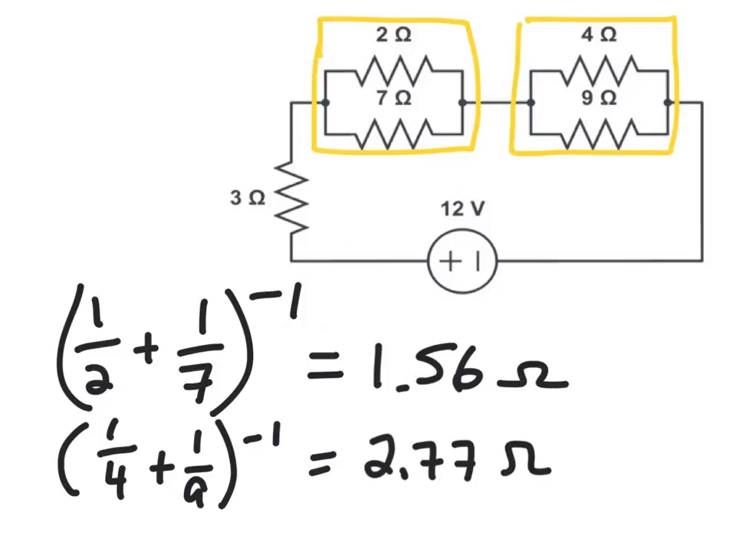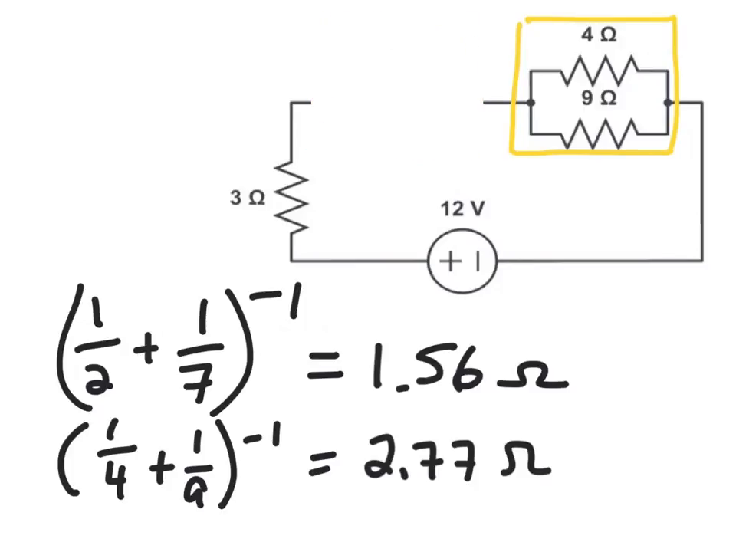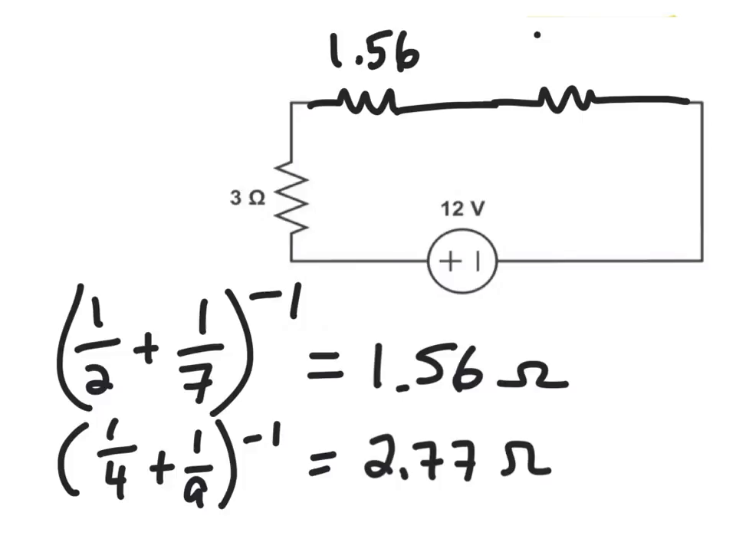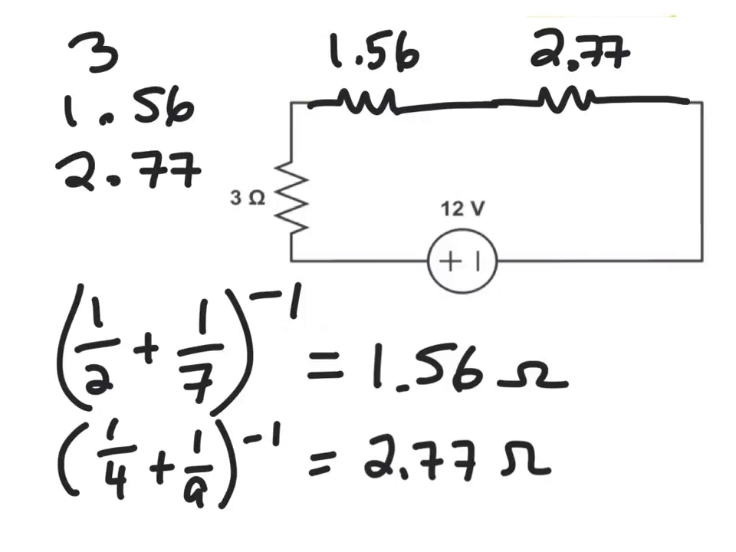So what we in essence did, and I tried to do it visually, is we erased that, and we erased this, and in place of that we found what those two combined are, and those two combined. So we have something that looks like this, and this one's 1.56, and this one's 2.77. Now it's easy, because now they're all just in a loop. And so I'm just going to add the 3, the 1.56, and the 2.77. I'm going to add those all together to get the total resistance of the circuit.